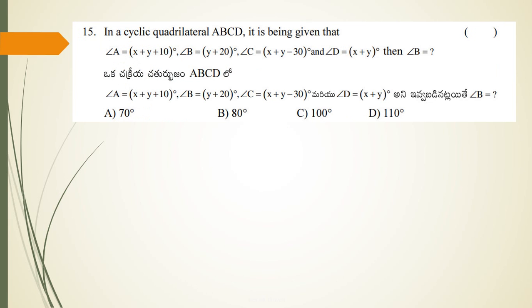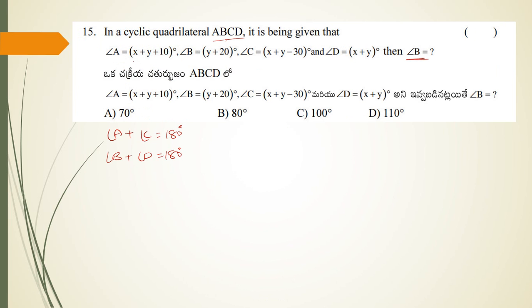Next, moving on to question number 15. What he has given is a cyclic quadrilateral ABCD. So what is meant by a cyclic quadrilateral? A cyclic quadrilateral means all the vertices of the quadrilateral lie on a circle, right? He has given 4 angles and is asking you to find angle B. Already we know that in a cyclic quadrilateral, the sum of opposite angles is equal to 180 degrees, right? So from this I can say angle A plus angle C is equal to 180, and angle B plus angle D is equal to 180 degrees.